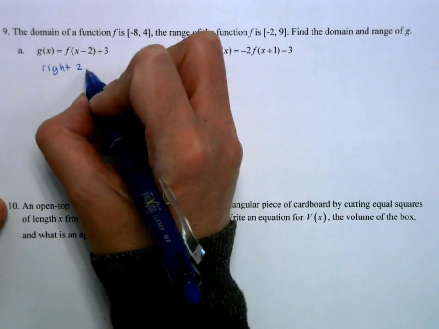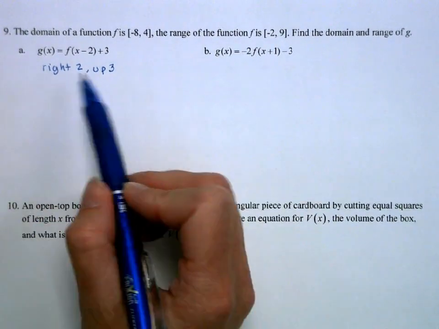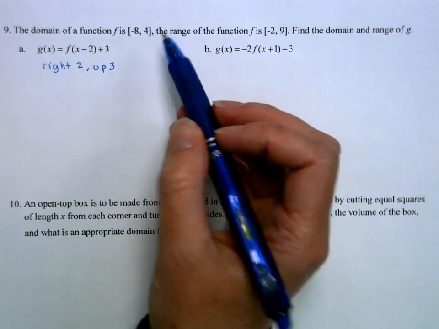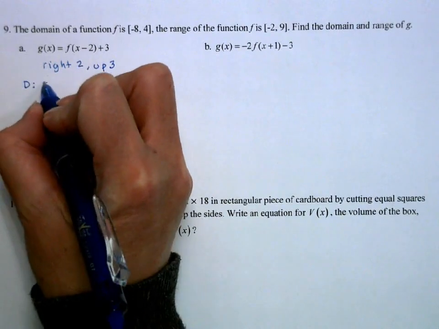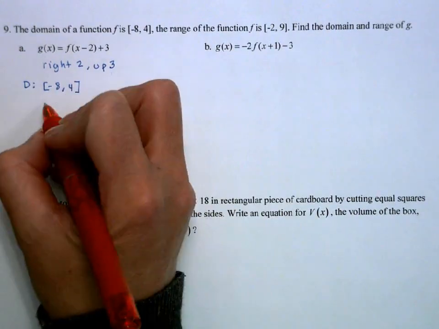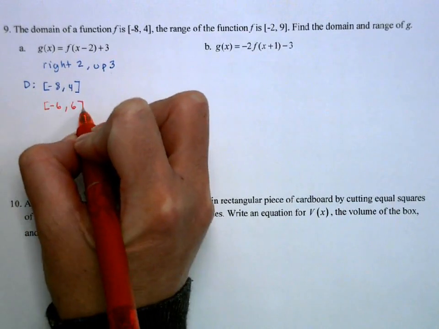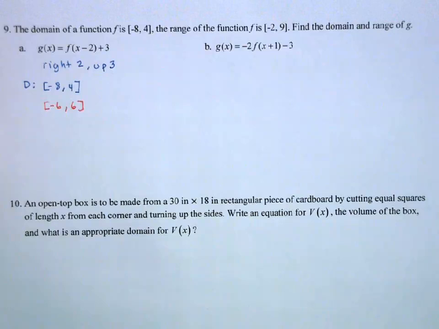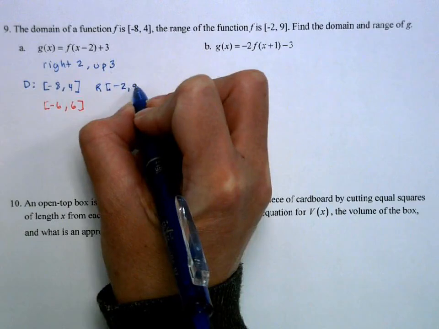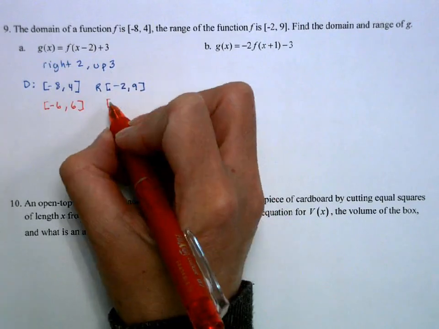So my domain will be affected by this. My range will be affected like this. So if my domain is -8, 4, and I'm going to go to the right 2, we're going to add 2 to these. So my domain is going to be -6, 6. My range of -2, 9, if we're going up 3, we are going to add 3 to these. So -2 plus 3 is 1. 9 plus 3 is 12.